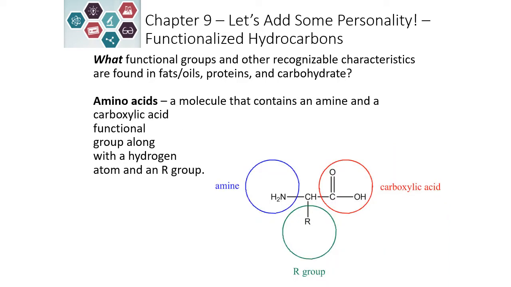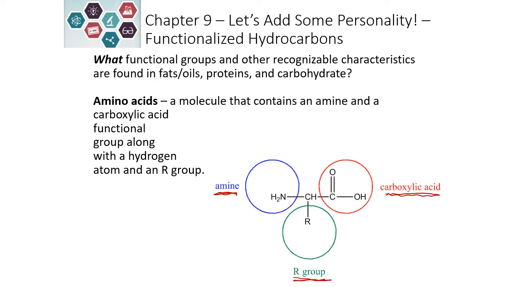Amino acids, like their name implies, have an amine group. Remember, an amine is a nitrogen attached to two hydrogens that's connected to a carbon. We also have an acid portion, which is our carboxylic acid. So we've got a carbonyl, a carbon double bonded to oxygen, also attached to an OH group. And then we have something that we refer to as an R group.